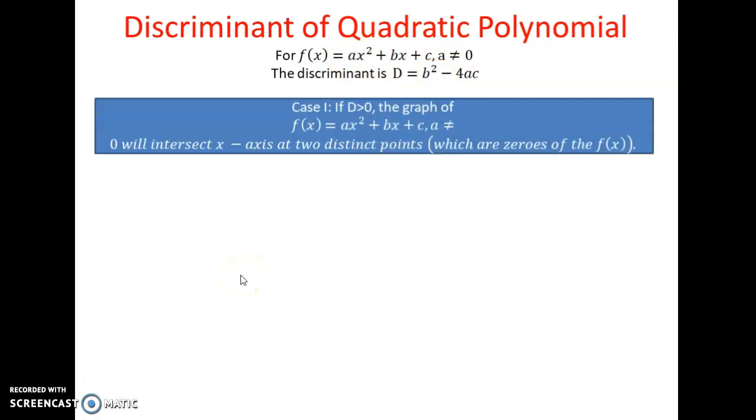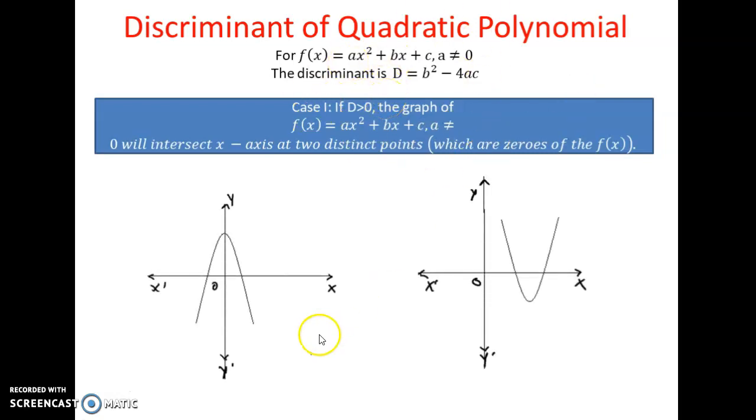Yes, so let's see what will happen. The value of d can be possible in 3 ways. The value of d can be positive, the value of d can be 0, or the value of d can be less than 0. If it is positive, we have two real and different values of x, and the graph will intersect the x-axis at two different points. It can be two positive points on the x-axis, or one positive and one negative point on the x-axis.